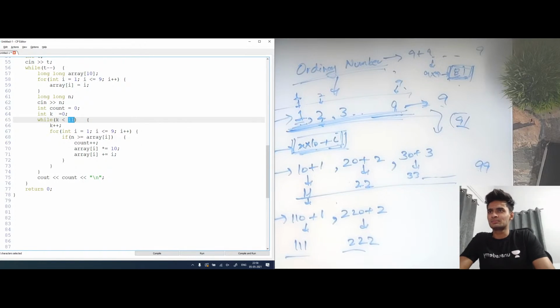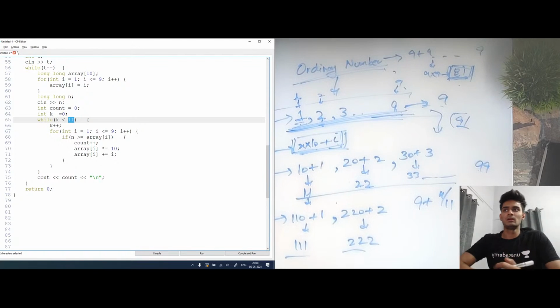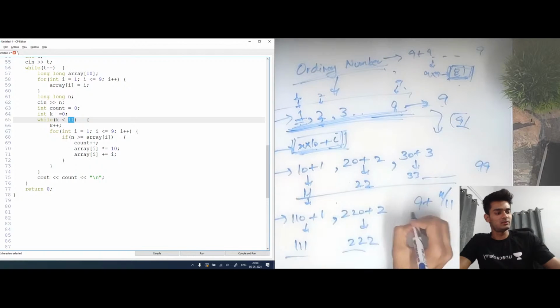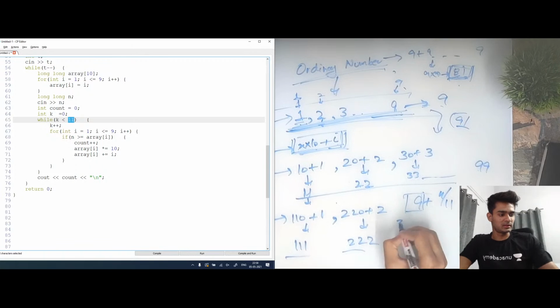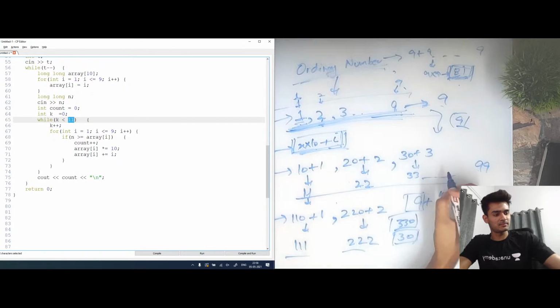Lakhan says for n greater than 9, can we do 9 plus n by 11? Okay, let's see if this is right. So 9 is for those values. Then let's say we count for 330. So this gives us 30. Let's see if this is right.